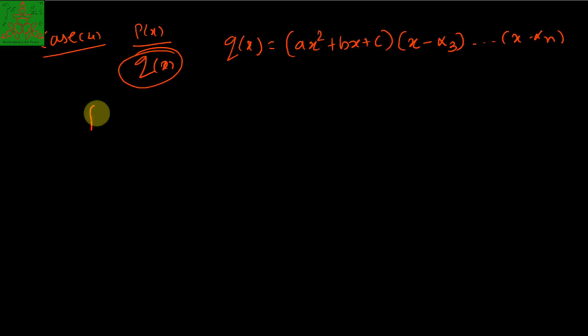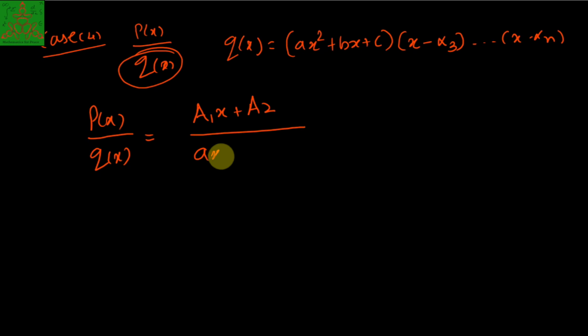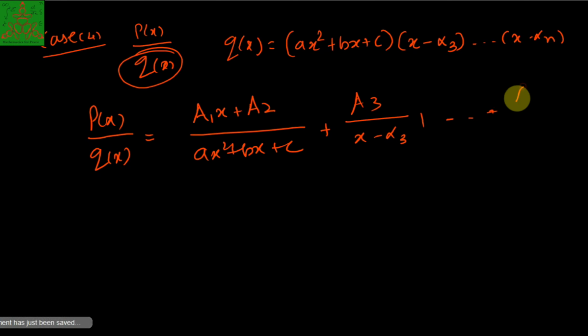In that case, you have to factorize this rational function as (a1x + a2) upon (ax² + bx + c), and the rest of them are a3 upon (x − α3), and so on up to an upon (x − αn). So these are the rules for doing the partial fraction.